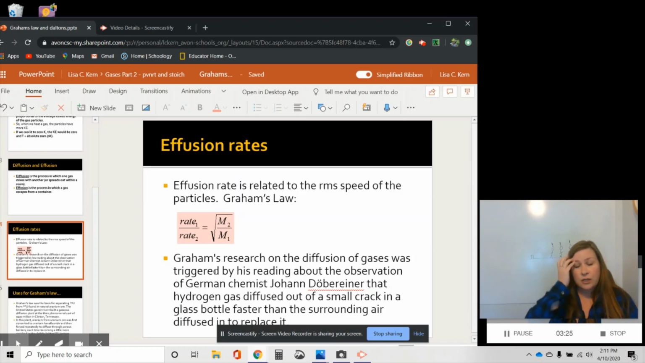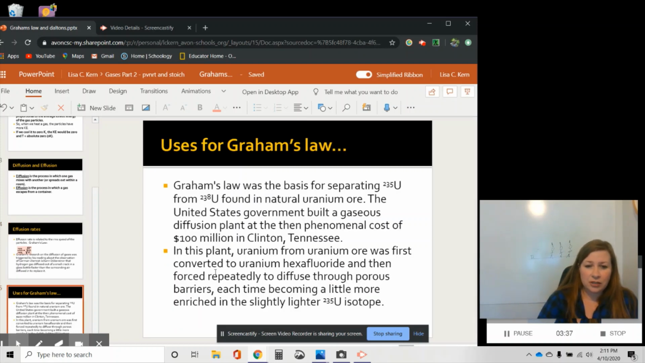So that's an equation that you might want to write down. And again, there's an extra credit problem related to it on the test. It's not something you have to worry about too much. But there is an interesting use for this. Back when we were first starting to build nuclear weapons, they used Graham's law for separating uranium-235 from uranium-238.